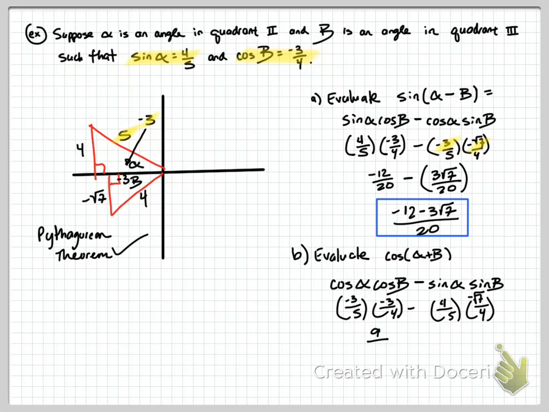Multiply, we get 9 over 20. Minus, be careful with your parentheses again. Here's where the mistakes are made. Minus a negative 4 rad 7, and because we have those two negatives, they become a positive. We have 9 plus 4 rad 7 all over 20.